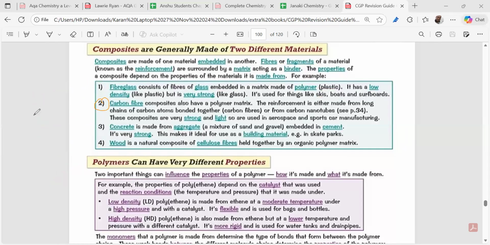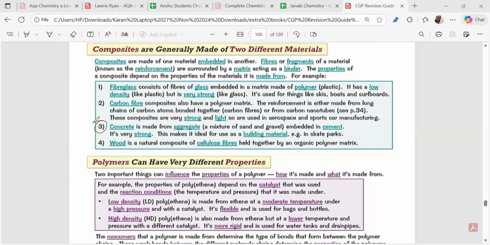Now come to the second composite, carbon fibers. The carbon fiber also contains a polymer matrix, and in it we add carbon fibers. The plus point of this: carbon fiber composites are very light, yet very strong, 100 times stronger than steel. So we use them in aerospace engineering and sports car manufacturing.